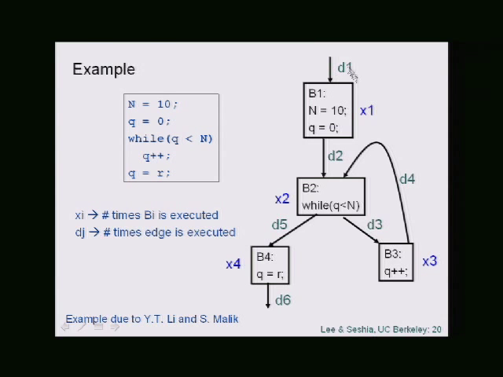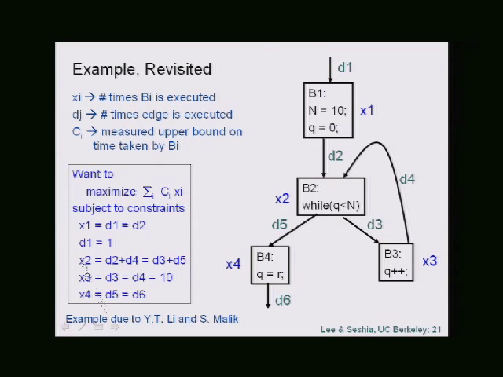And then x3, which is the body of the loop, right? The number of times you execute the increment operation. That's x3. So that we discussed was 10, because the number of times you execute the loop is 10 times. So x3 is equal to 10, which is equal to the number of times you enter b3, equal to the number of times you exit b3. So x3 equals d3 equals d4 equals 10. And then x4 is equal to d5 equal to d6, right?